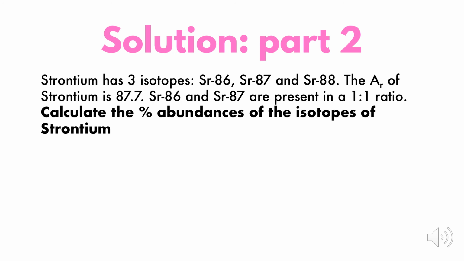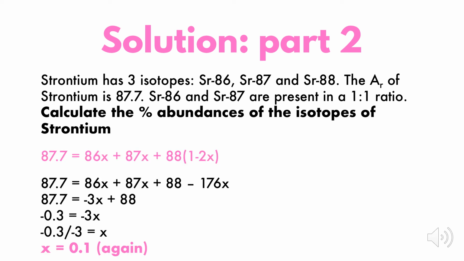Now we need to use that to calculate the percentage abundances of the isotopes of strontium, so we need to solve for X first. Just going through this really quickly because you've seen this so many times now, you must be sick of hearing it. By expanding the brackets, combining the X's, simplifying the equation, we get X equals 0.1. Again, we said before that 0.1 is a really common abundance for isotopes, so don't be confused by the fact that that keeps popping up. Now, we have X, let's go and answer the question.